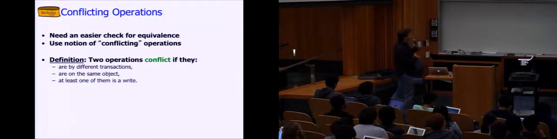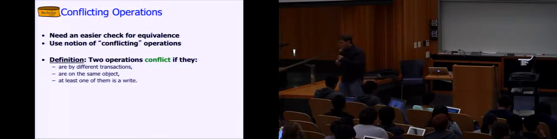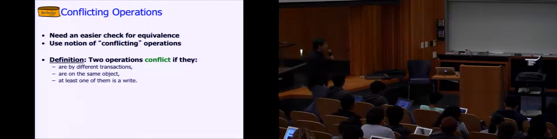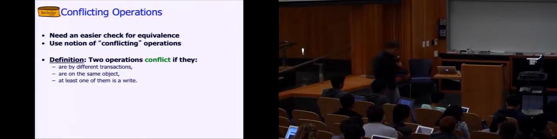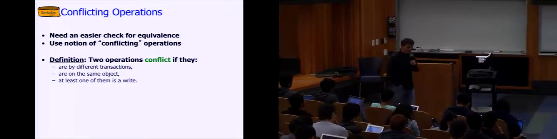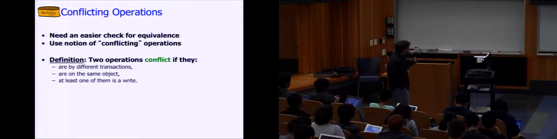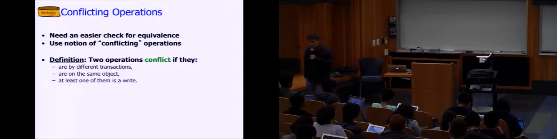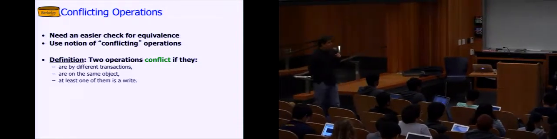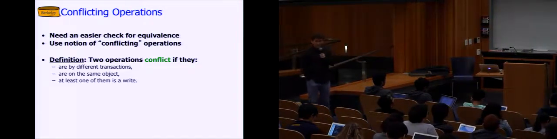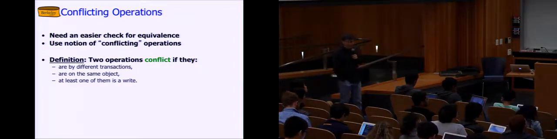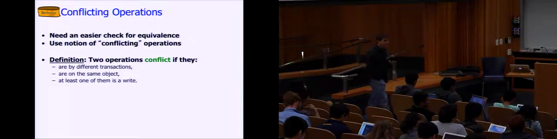Well, to get an easier check, we're actually going to narrow our focus a little bit. And we're going to just use the notion of what operations conflict with each other and what operations don't conflict. And again, we're going to do this at a very low level at the storage manager interface. So we're just going to think about reads and writes. So we'll say that two operations in this API of reads and writes conflict if they are from different transactions, they are on the same object, and at least one of them is a write.